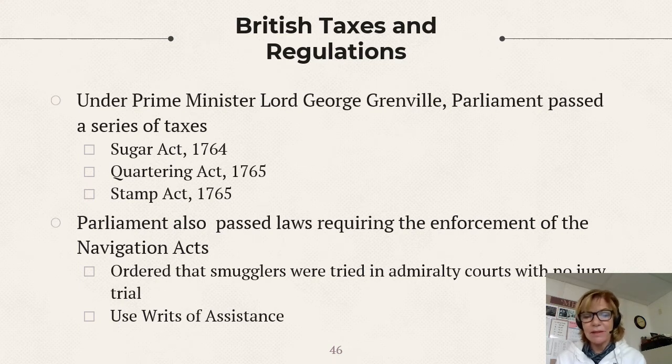The Stamp Act to the colonists is going to be the worst, right? They also passed laws that require that the government enforce their navigation acts, and they ordered that all smugglers who were caught be tried in admiralty courts without a jury. And to do that, they could use writs of assistance, which was basically a free pass to go and search anybody's home suspected of smuggling. You didn't need a search order or anything like that. Anybody could go into your home and just look for anything, just to check for smuggling.